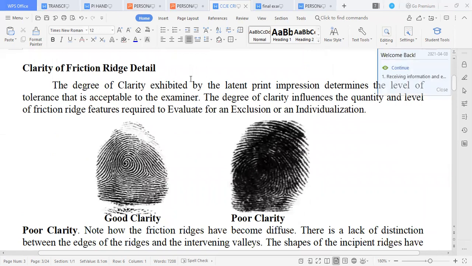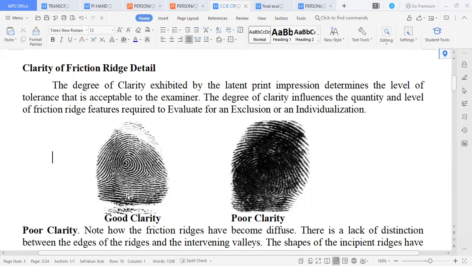Okay, so clarity of friction ridge detail. The degree of clarity exhibited by the latent print impression determines the level of tolerance that is acceptable to the examiner. The degree of clarity influences the quantity and level of friction ridge features required to evaluate for an exclusion or an individualization. So based on this image, it would project good clarity because it is very clear.